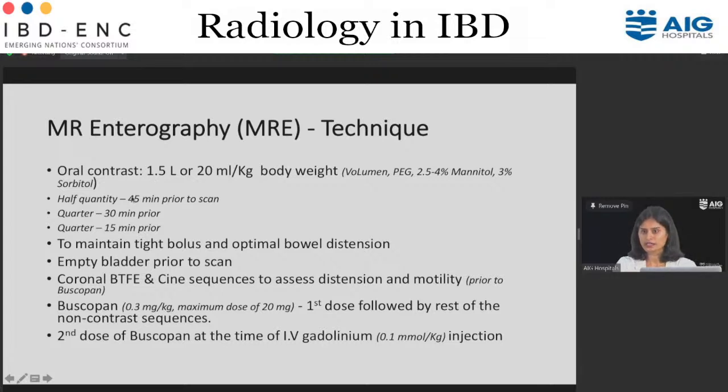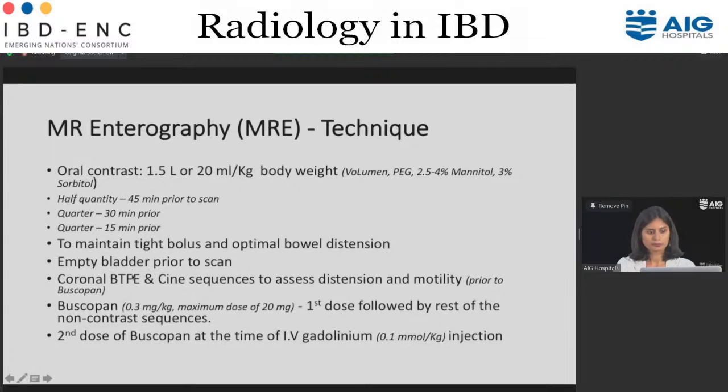minutes prior to the scan, and the patient is requested to take it as a bolus as quickly as he or she can. And the half a liter is given 30 minutes prior to the scan, and the remaining half liter 15 minutes prior to the scan. So this achieves a very tight bolus and so optimal bowel distension. We ask the patient to empty the urinary bladder prior to the scan.